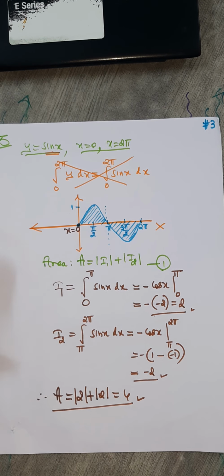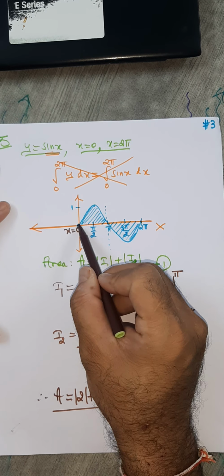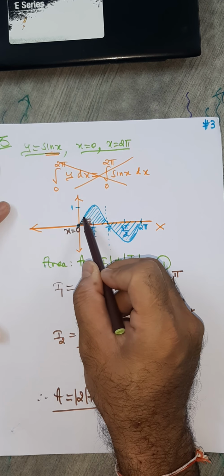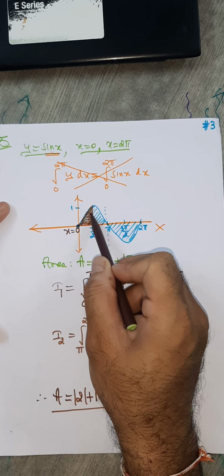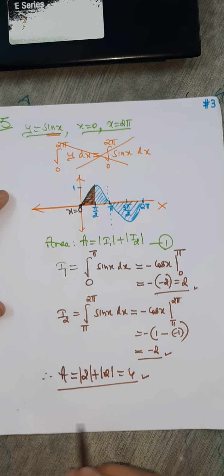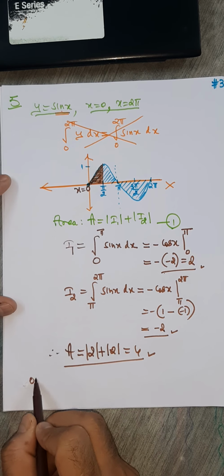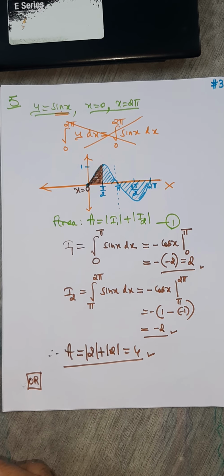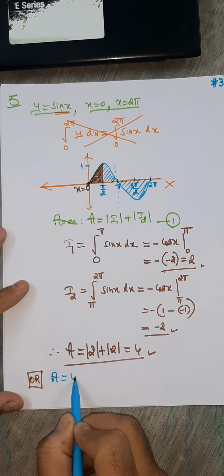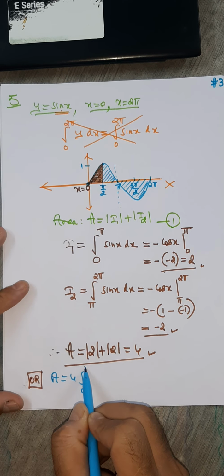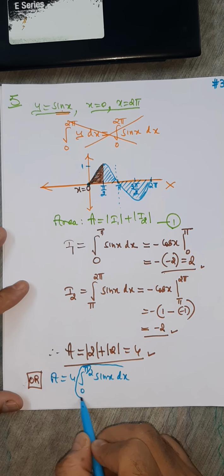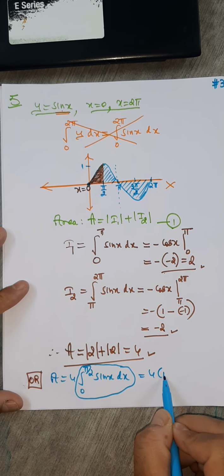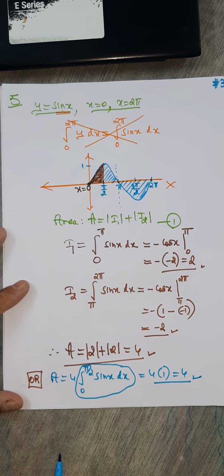Got it? Or you could have done like this. Get the area in the first quadrant and multiply with 4. That way you could have done it, remember. That's also another way of doing. Right? Or alternatively, get the area in the first quadrant. So area equals 4 times integral 0 to pi by 2 sine x dx. This is also right. You can just check that this would be 1. So we'll get the 4 here. This is another way of doing the same question.